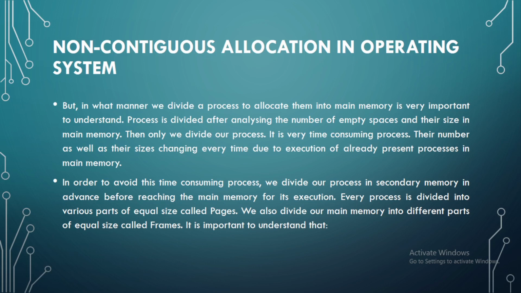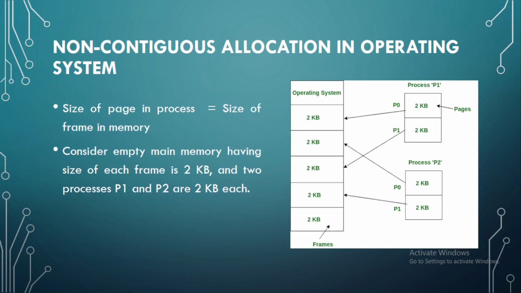Every process is divided into various parts of equal size called pages. We also divide our main memory into different parts of equal size called frames. So processes are divided into pages and main memory is divided into frames. And it's very important to understand that the size of pages in a process is equal to the size of frames in memory. So both sizes are equal.